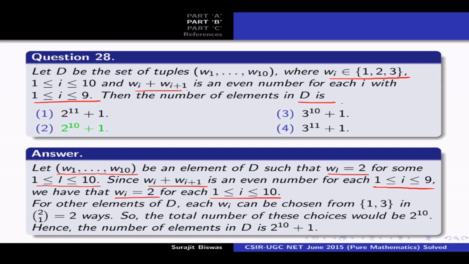For other elements of D, each Wi can be chosen from {1, 3} in 2 choose 1, that is 2 ways. So the total number of this choice would be 2 to the power 10. Hence the total number of elements in D is 2 to the power 10 plus 1. So the correct option is the second one.